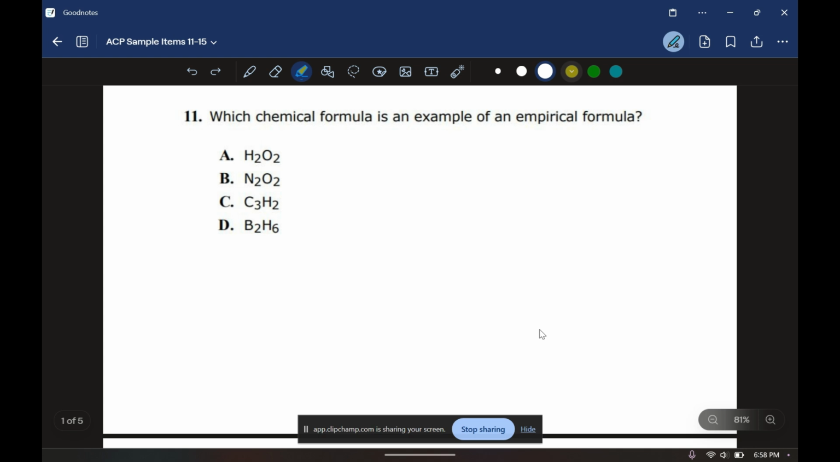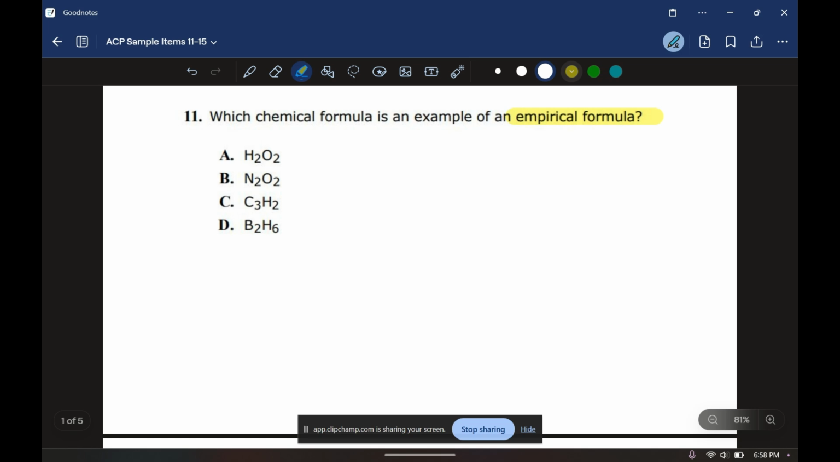Question 11 says, which chemical formula is an example of an empirical formula? So this is where you have to remember the definitions of empirical and molecular. A molecular formula is a formula that can be simplified. An empirical formula is a formula that cannot be simplified. It already is the simplest ratio. So since we're looking for an empirical formula, we're looking for which one cannot be simplified.